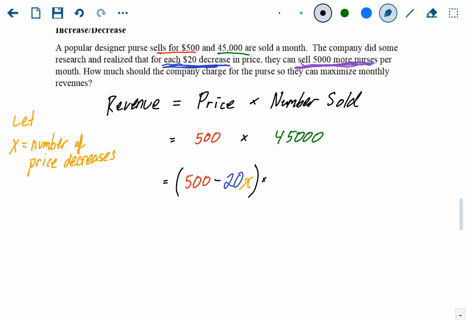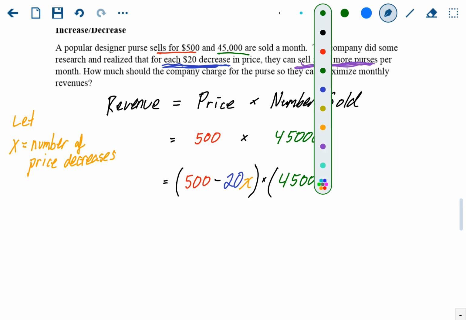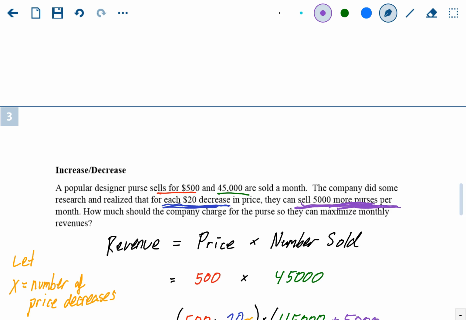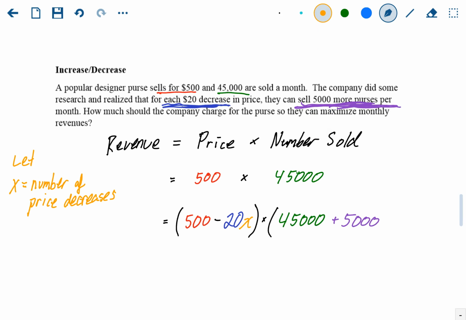All right, how does the number sold change? Well, you have the 45,000, but each time there's an x, each time there's a decrease in price, you're selling 5,000 more purses. So this is your increase. This one's going to be plus 5,000 times the number of price decreases. So again, for example, if you decrease the price 3 times, that's going to increase your purses sold by 15,000. So we represent that with 5,000 times the number of price decreases, which is x.